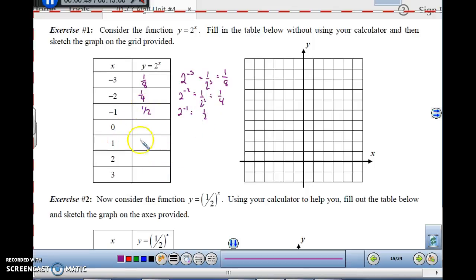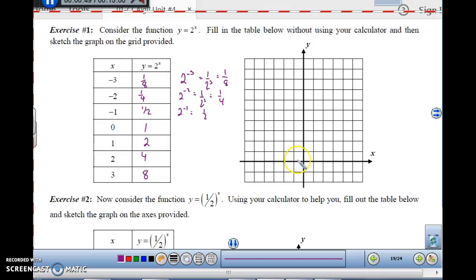That brings us to 2 to the 0 power. Anything raised to the 0 power always equals 1. And then we can just fill in the rest of them. 2 to the first power is 2. 2 squared is 4. 2 cubed is 8. All right, so let's graph these.